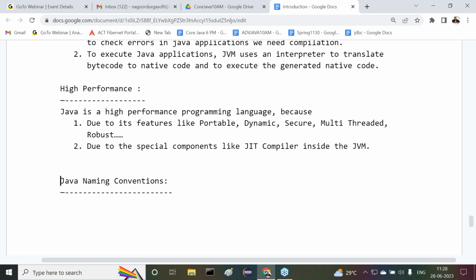Friday and Saturday classes are available. On Friday I will talk about Java naming conventions. Then after that, I will start the Java programming format, right? So then we are going to understand the content clearly, right?